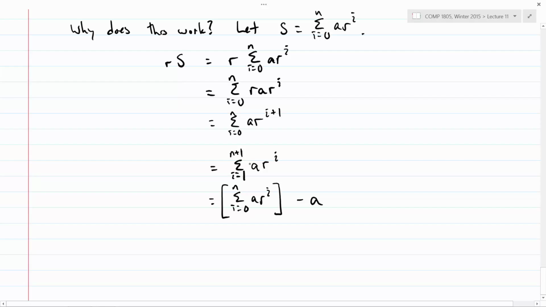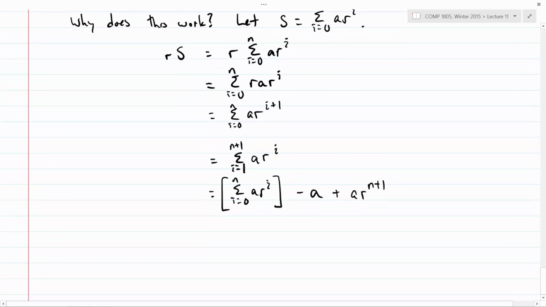The other difference is now the upper limit is n, but before the upper limit was n plus 1. So I've missed one of my terms. So I have to add that back in. The term I've missed was when i equals n plus 1, so the term is ar to the n plus 1. Okay? Does that make sense? I just think about the terms that are missing or have been added from the previous summation.